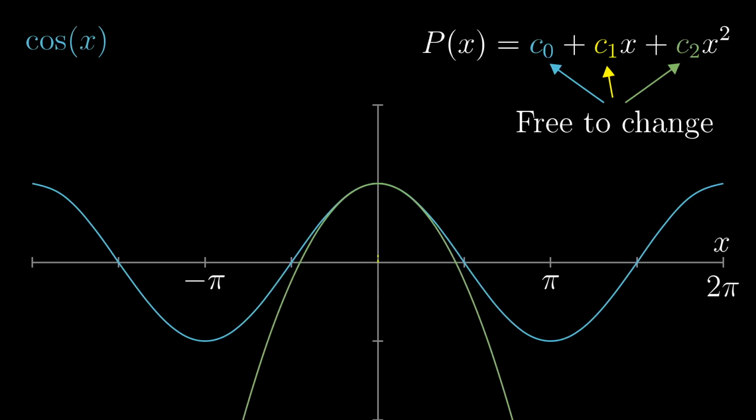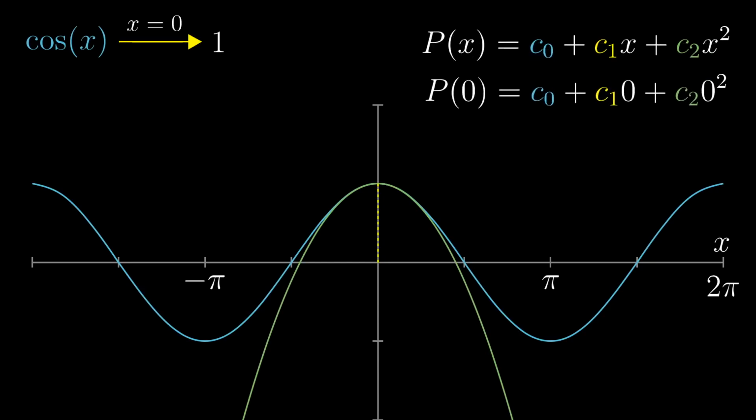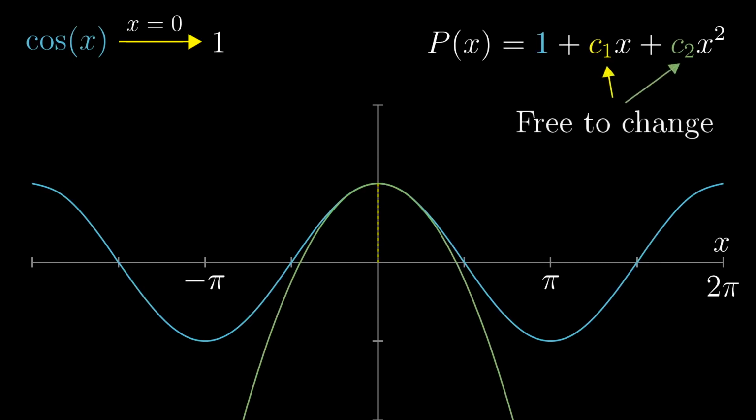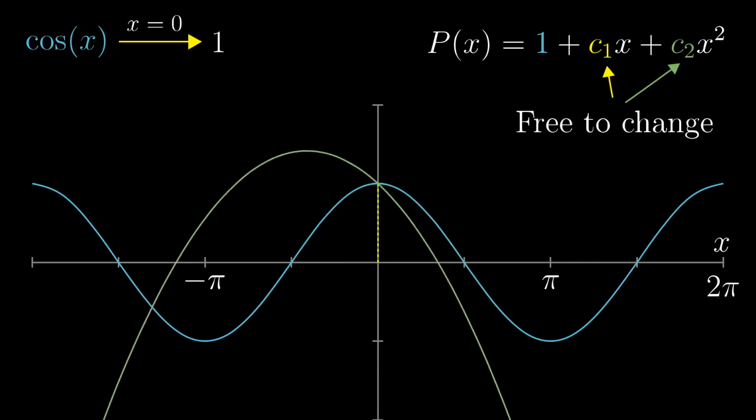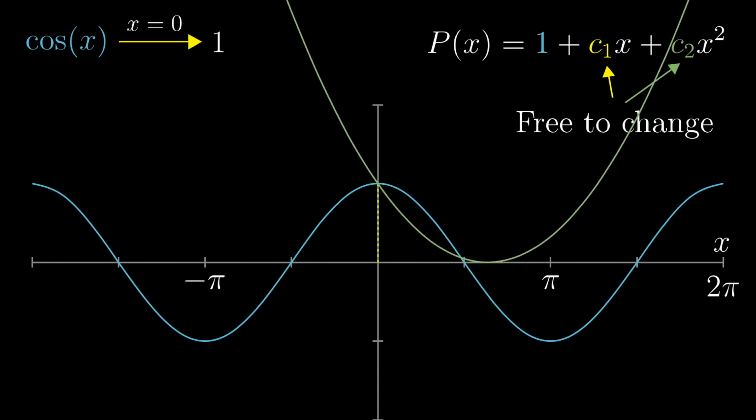Well, first of all, at the input 0, the value of cosine of x is 1. So if our approximation is going to be any good at all, it should also equal 1 at the input x equals 0. Plugging in 0 just results in whatever c0 is, so we can set that equal to 1. This leaves us free to choose constants c1 and c2 to make this approximation as good as we can, but nothing we do with them is going to change the fact that the polynomial equals 1 at x equals 0.